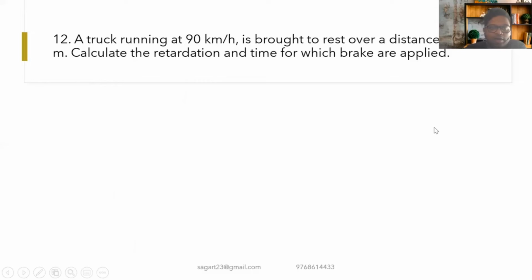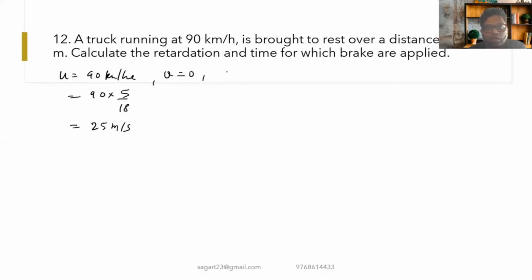A truck running at 90 km per hour is brought to rest over a distance of 25 meters. So u is equal to 90 km per hour. So this is 5 by 18. Okay, v is 0 and the time is equal to question mark and acceleration also question mark. s is 25 meters. Okay.